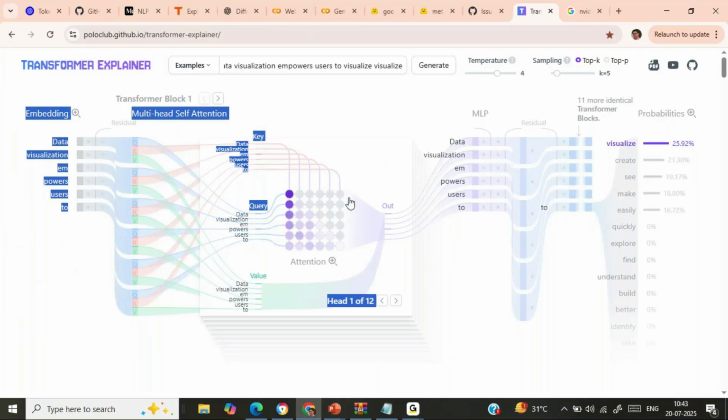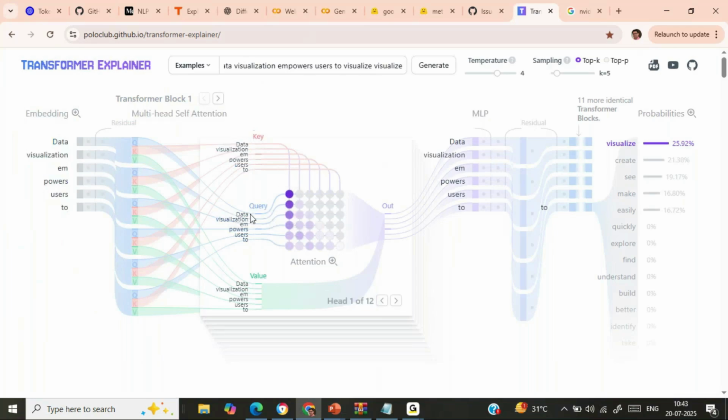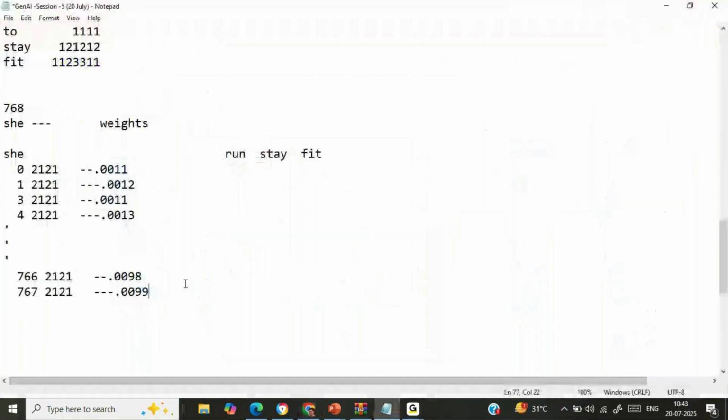Are you able to visualize? We will see it practically by using the matrix and all. We will try to proceed mathematically, but try to visualize with the help of this particular diagram. So each and every token will be talking to each other, and then it will be having a particular weight, and that particular weight is assigned to that particular token.